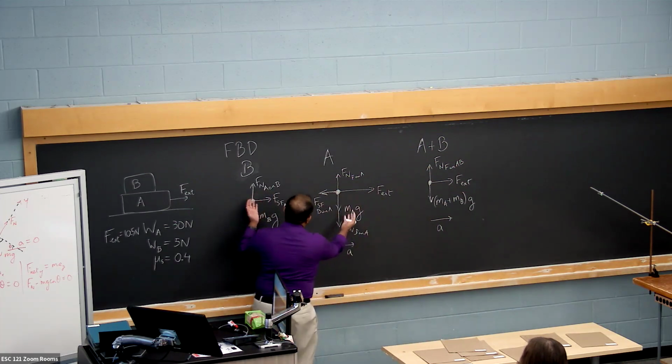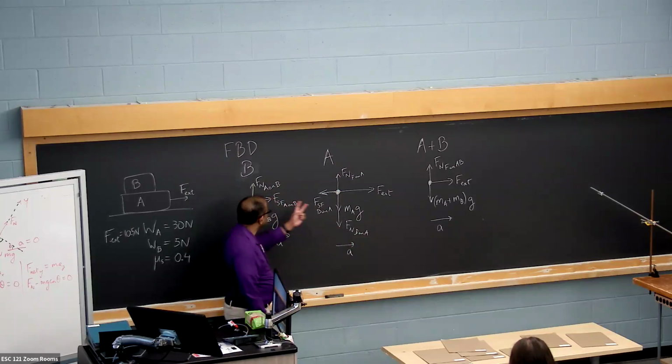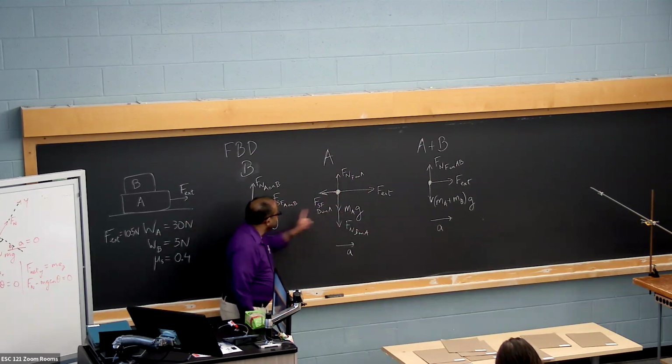So it's basically the sum of these two diagrams. We see that the normal force of A on B cancels with the normal force of B on A, and the static friction of A on B cancels with the static friction of B on A. We're left with the normal force from the floor, the sum of the two weights, and the external force.